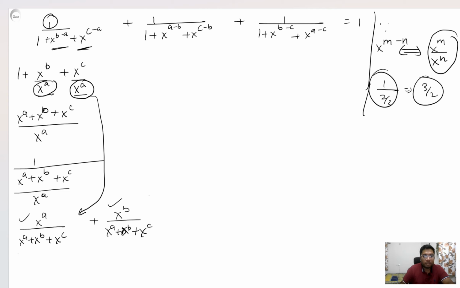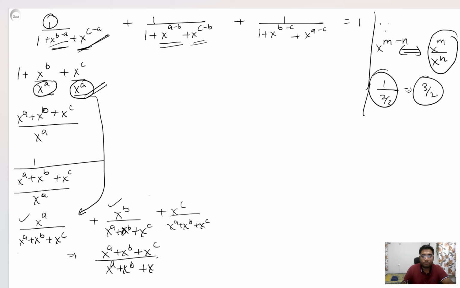It's exactly the same reason by which I got x to the power a on top. So if you notice here, x to the power a was in the denominator. x to the power c minus a, x to the power b minus a. What do you observe here? x to the power a minus b, x to the power c minus b. So the minus sign is with b this time. As a result, x to the power b will come on top. Similarly, we'll have x to the power c by x to the power a, x to the power b, and x to the power c. So if you simplify this further, what you essentially have is the same numerator and same denominator, which is nothing but 1.